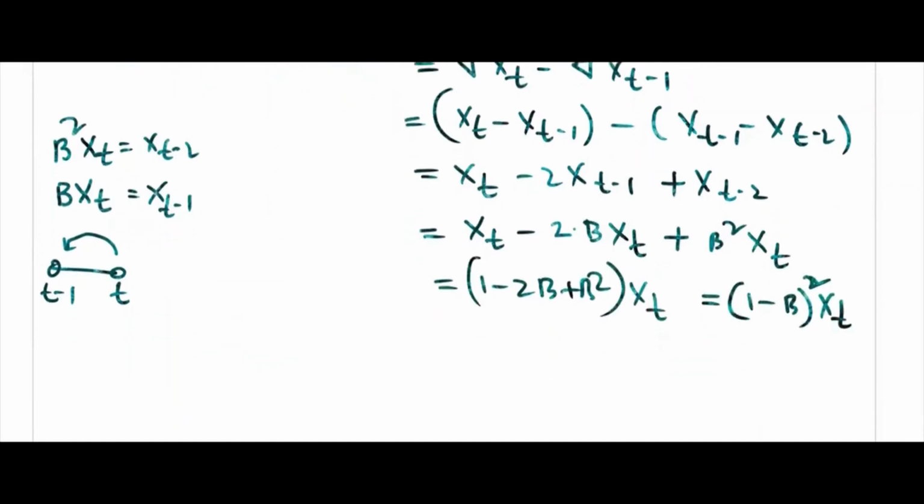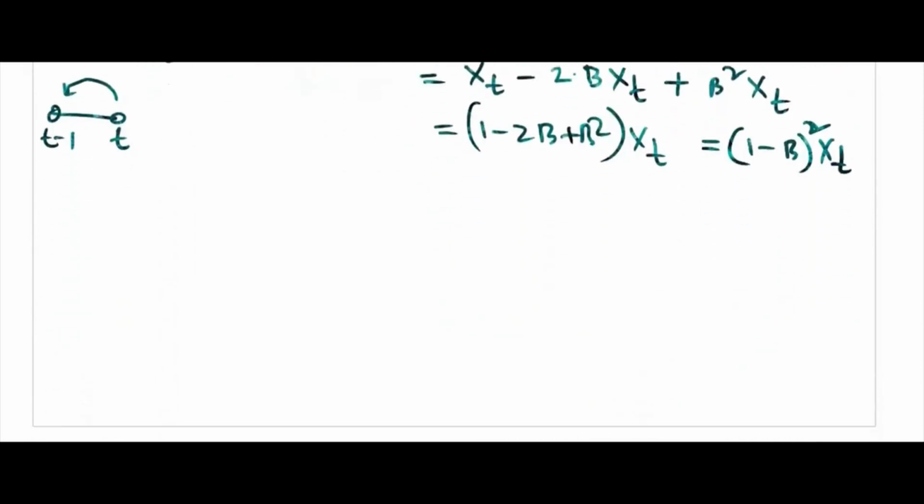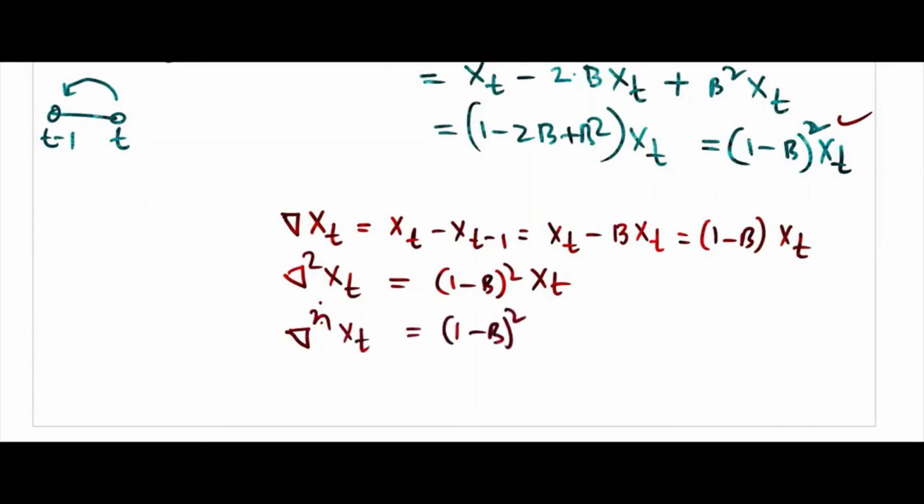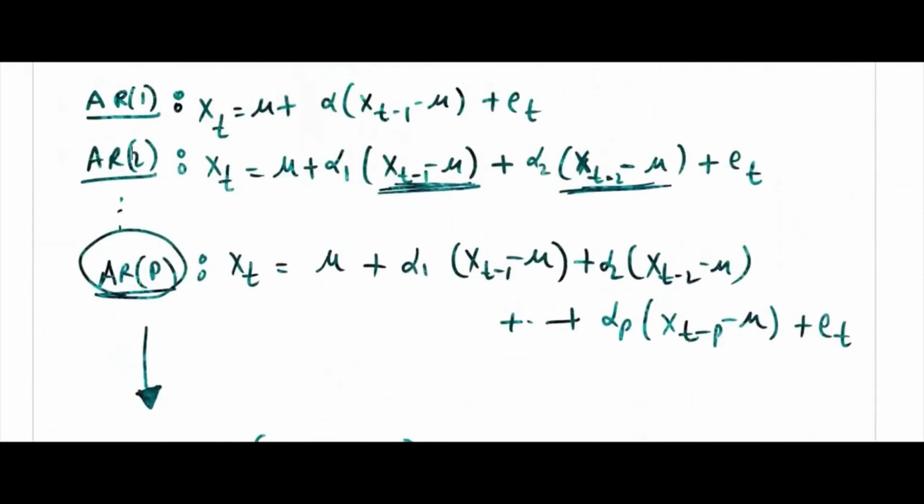Okay, so finally where we started, nabla xt. Okay, remember nabla xt is xt minus xt minus 1, that is xt minus, here you can write bxt, that is 1 minus b xt. See, in terms of xt we are writing nabla xt is 1 minus b xt. How about this nabla square xt? That will be 1 minus b whole square, this one, xt. Similarly, nabla n xt will be 1 minus b power n xt. This is the difference operator, nabla. Okay, nabla xt. So we'll use all these to make this representation simple. That's all. Nothing to learn here.